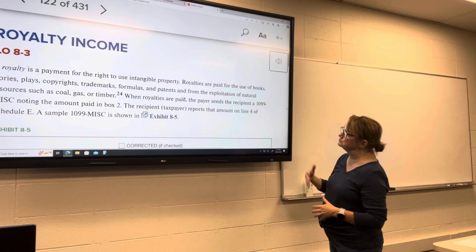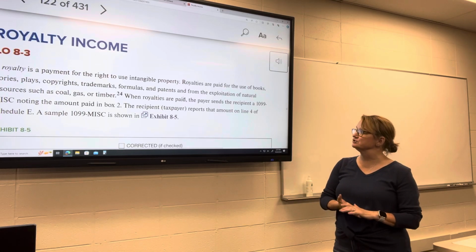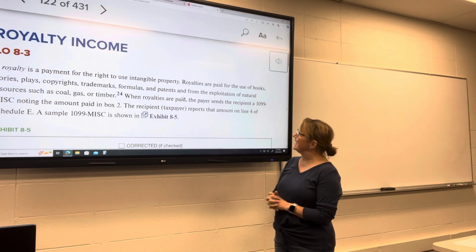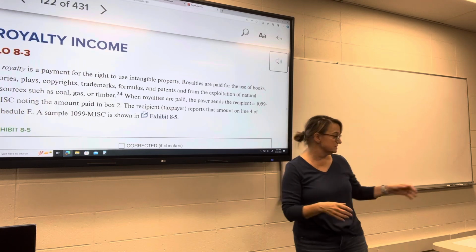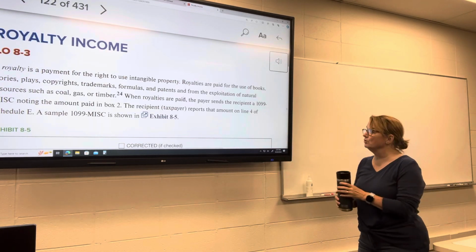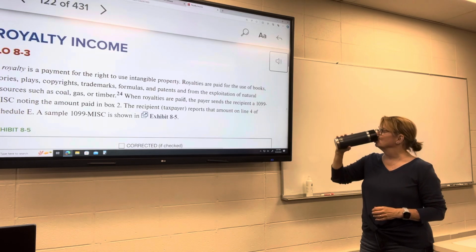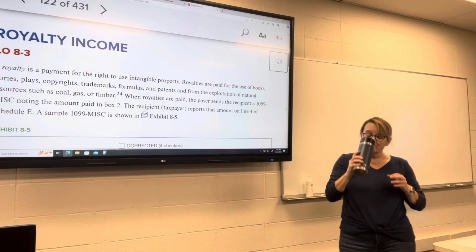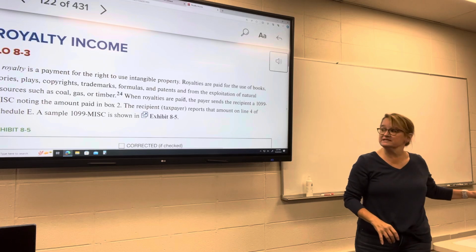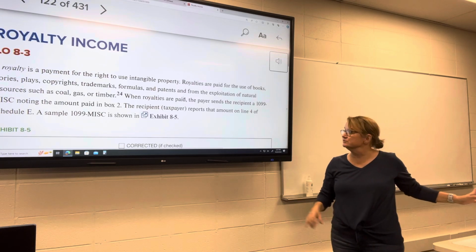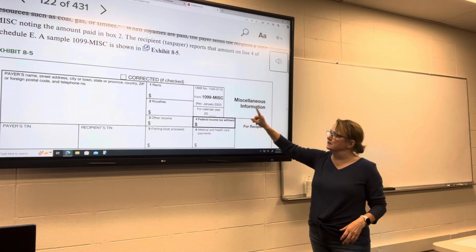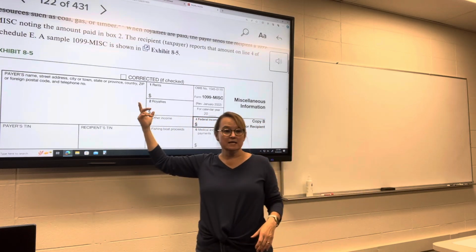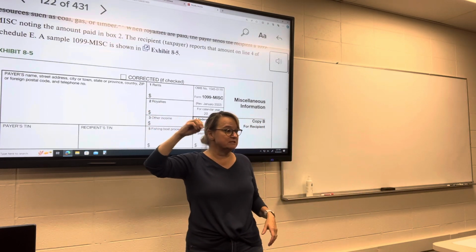They're paid for the use of books, stories, plays, copyrights, trademarks, formulas, patents, and from the exploitation of natural resources such as coal, gas, or timber. When royalties are paid, the recipient gets a 1099-MISC, and it's in box 2. Again, it's not subject to self-employment tax.